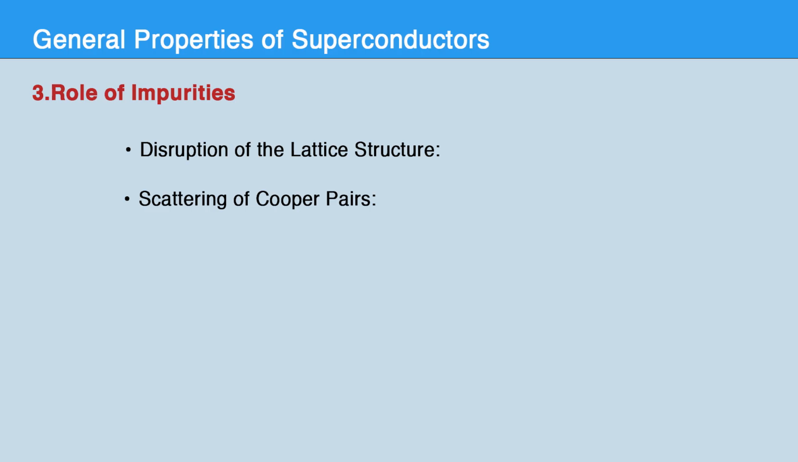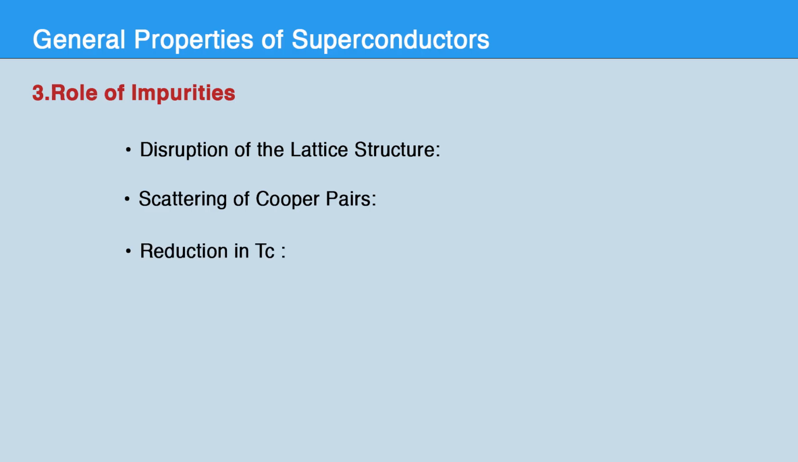Scattering of Cooper pairs. Impurities can cause scattering of Cooper pairs, leading to increased resistance. In a pure superconductor, Cooper pairs can move through the lattice without resistance. When impurities are present, they scatter these pairs, breaking the pairs apart, which affects superconductivity.